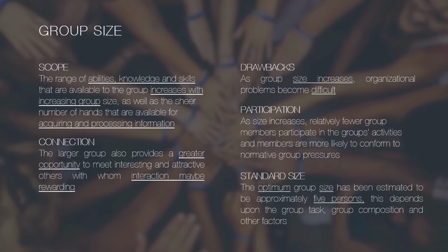Then last bullet, the optimum group size has been estimated to be approximately 5 persons. This depends upon the group task. For example, research group.